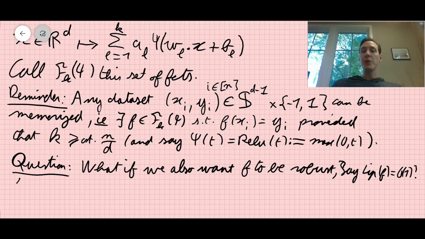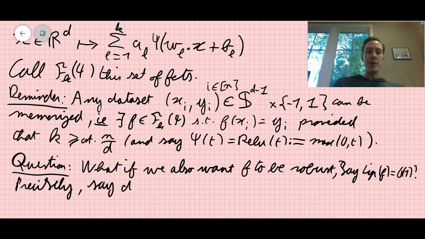Of course, this is not possible for every data set. For some data sets, you need to vary very, very quickly. Maybe there are two x_i's, two inputs, which are very, very close to each other, but the y_i of one is +1 and the other is -1. Then you just cannot be Lipschitz. So just to discard those cases, we're going to assume in this entire presentation that the data is random. So precisely, say the data is random.